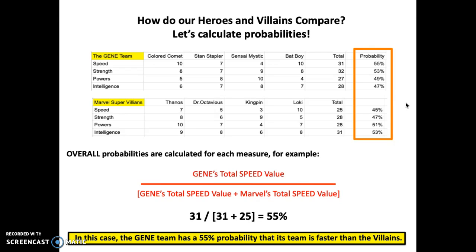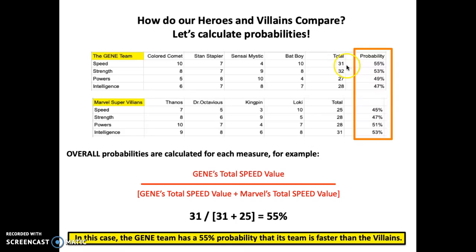To do this, I first had to calculate and compare the total character values of the Gene Team versus the villains. So for each team and each factor, I calculated a comparative probability. Let's take speed as an example.